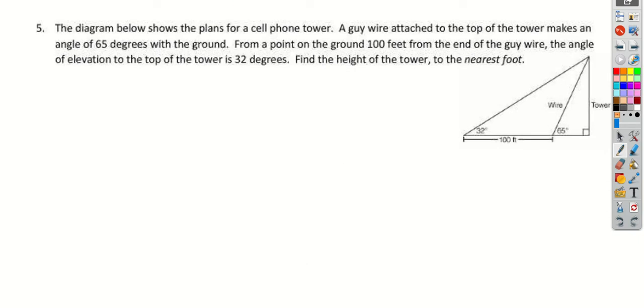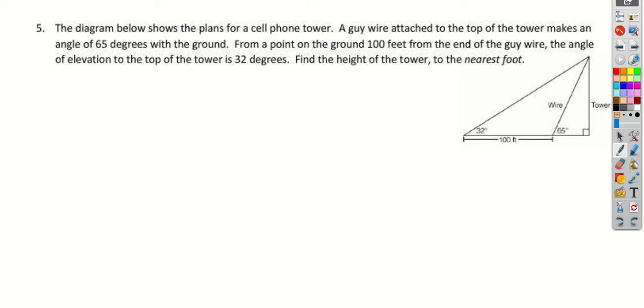Second question: the diagram below shows the plans for a cell tower guy wire. Now, if you go outside and look at a telephone pole, sometimes you'll have a wire that's attached to the pole and then connects to the ground. This wire is called a guy wire, okay? It basically helps keep the pole straight so it doesn't fall over. So that's what we're talking about, okay?